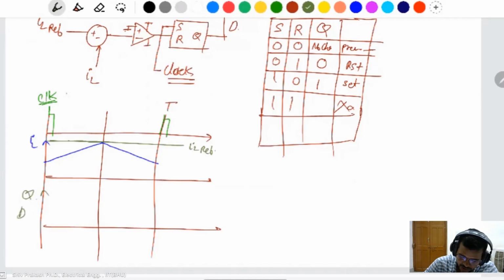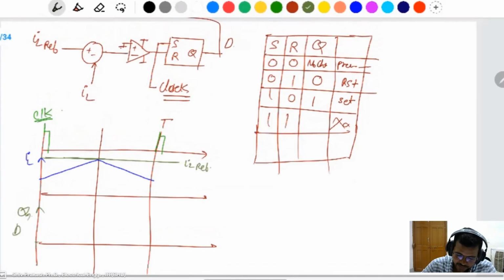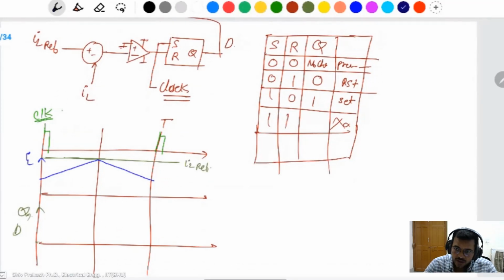Q is the same as the duty cycle. When is it high? If IL is less than the IL reference in this condition, IL is less than IL reference, it means this is positive and that is negative, so the negative value is greater than the positive value, and the minus VCC comes out through to the reset. It means the reset is high.